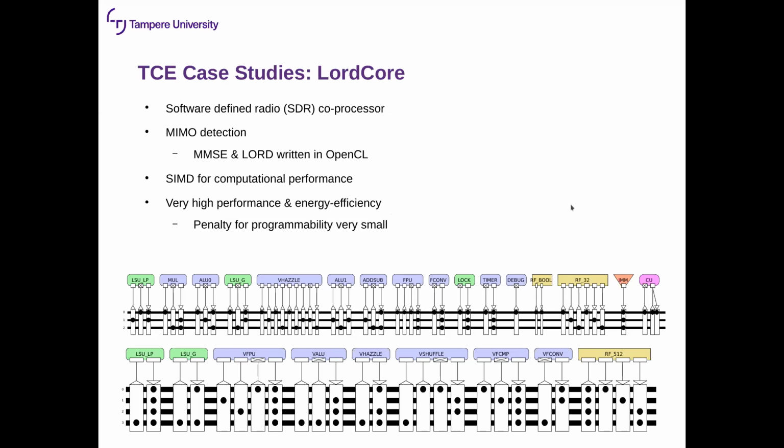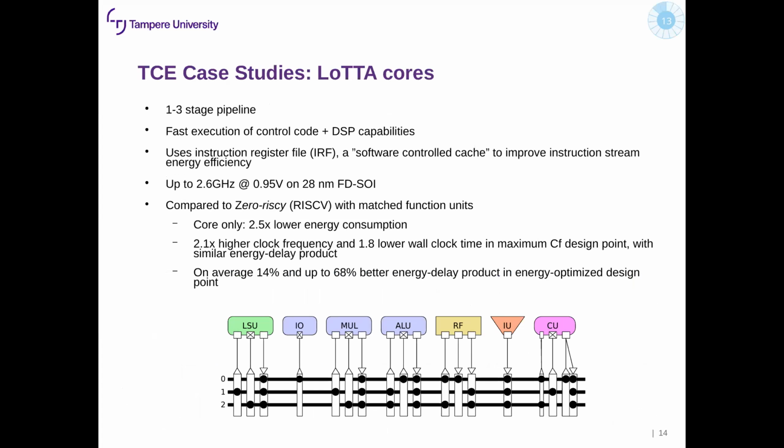So this was kind of a larger core. So on the other end, we would have these LoTTA cores or low power TTA cores, which basically have 3 buses and a scalar data path only. And basically we have a register file, ALU, and a multiplication unit, along with LSU for memory.